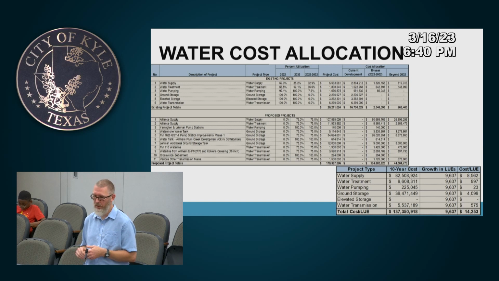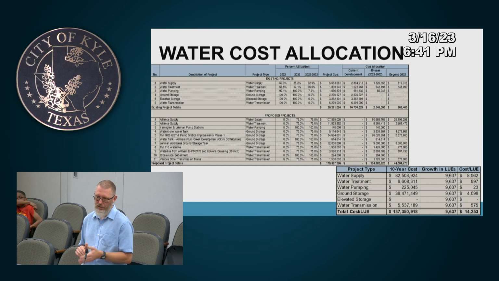The column for 2032 is how much we think those assets are going to be utilized 10 years from now. So then we take that difference. In the case of water supply, that difference is 32.9% times the project cost for that particular asset. And that is the cost that goes into that 10-year cost allocation column. So you can see how we've done that for existing assets.